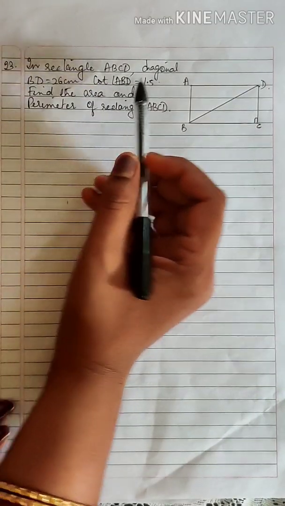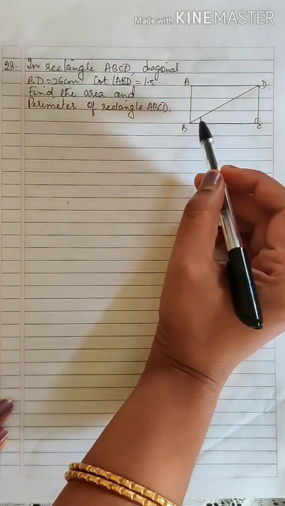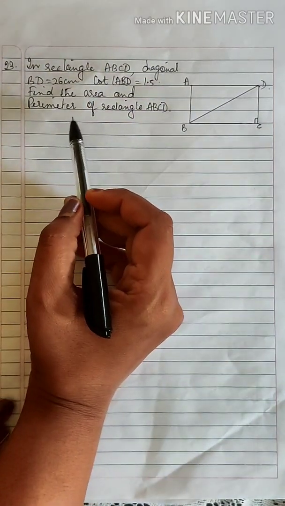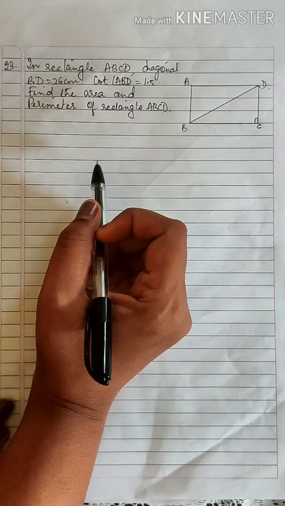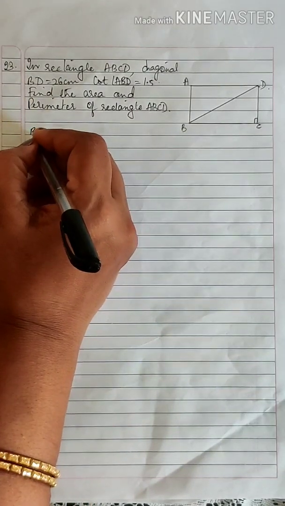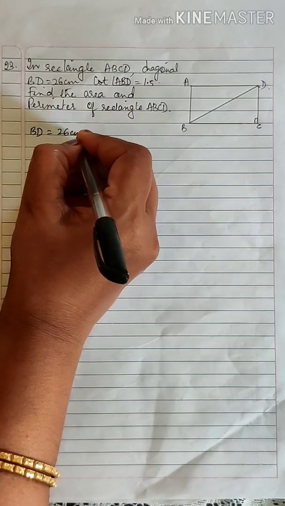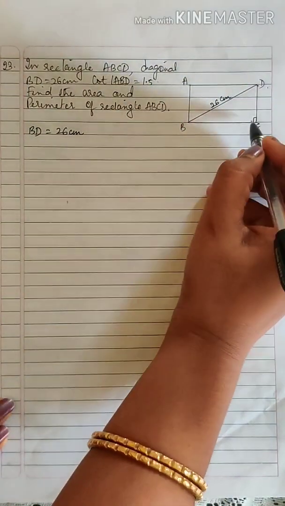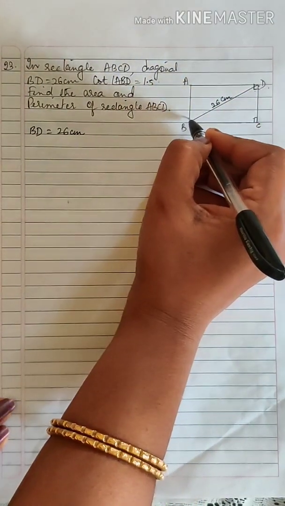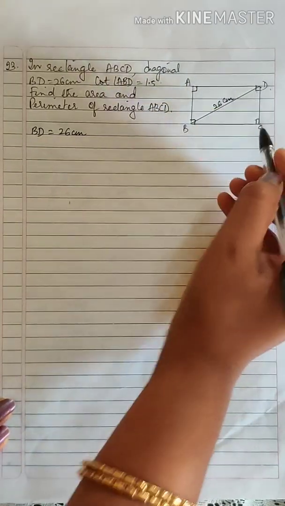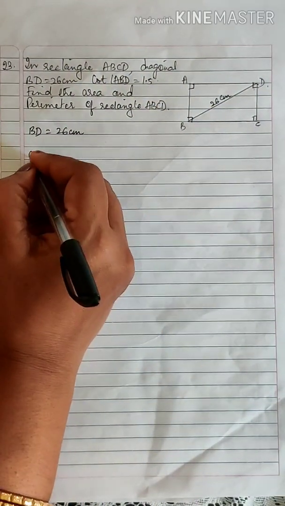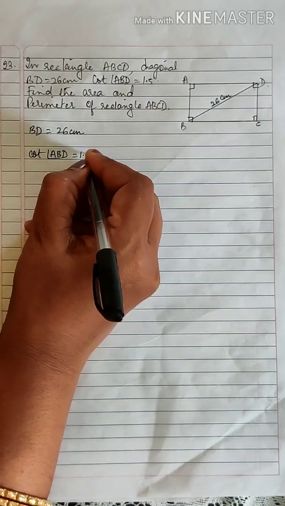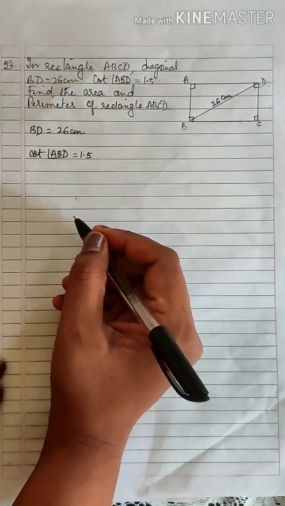In rectangle ABCD, diagonal BD is equal to 26 cm, cot of angle ABD is equal to 1.5. Find the area and the perimeter of rectangle ABCD. So here you have the data BD is equal to 26 cm. So mark this as 26 cm. You know, in a rectangle each angle is equal to 90 degrees. So angle C is equal to 90 degree, and you have got the ratio cot of angle ABD is 1.5. It is given in the question.